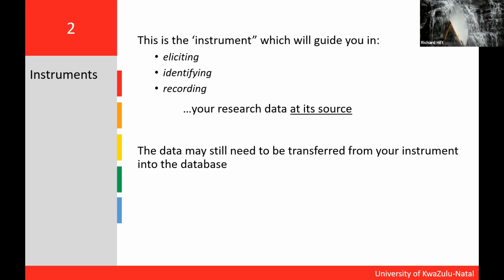So the principle is very much that it's the thing you're using at the source of your data to collect, out of all the millions and millions of things that could be collected, the things that you want. So it guides you in deciding what information you must take out of your source, identifying that information, and then actually recording it so that you can go away and do something with it.